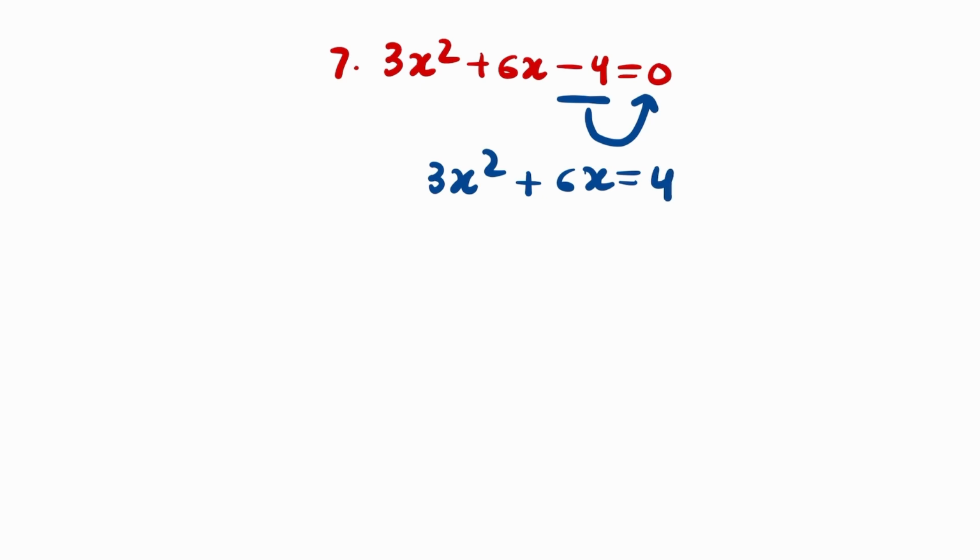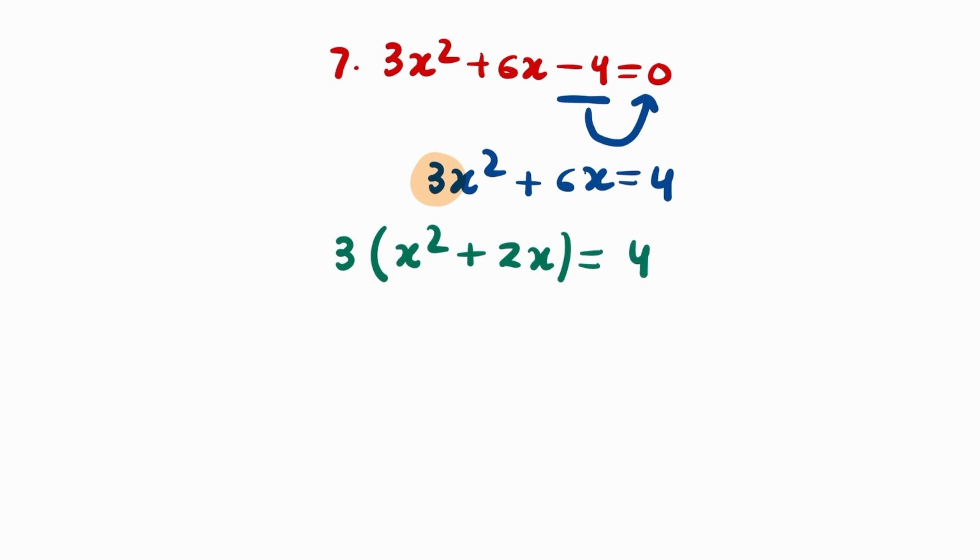And after that, what should we do? We should make sure that the coefficient of x squared is equal to 1. But in this example, what is the coefficient of x squared? It is equal to 3 and not 1. So what should we do? We should try to get rid of that 3. How can we get rid of that 3? We can factorize it out from the left hand side of the equation. When we factorize it out, what is remaining within the brackets? 3x squared divided by 3 is equal to x squared, plus 6x divided by 3, which is equal to plus 2x, equal to 4.